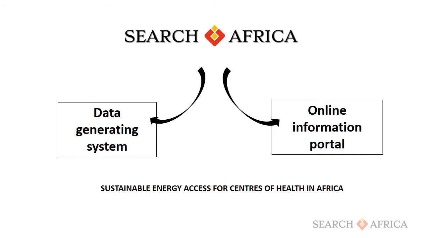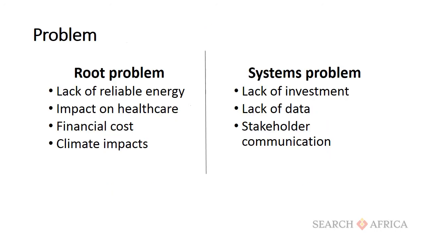So the Search Africa model was born. It has two parts to it. The first is the data generating system, and in this system we directly engage with the medical community to come up with solutions which are suitable at site level. But it also consists of an online information portal to allow for the effective transfer of knowledge between stakeholders.